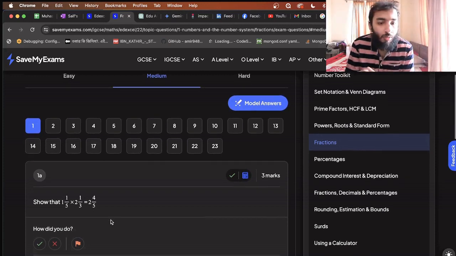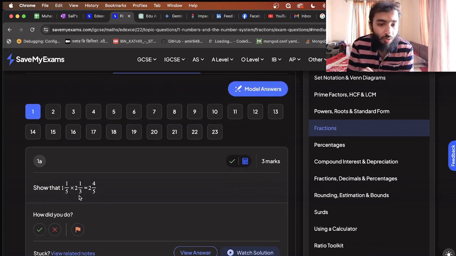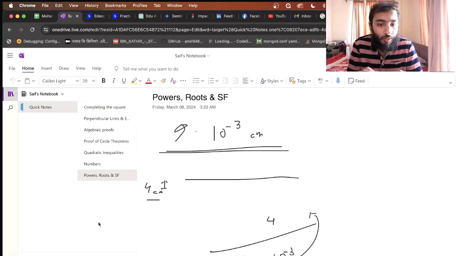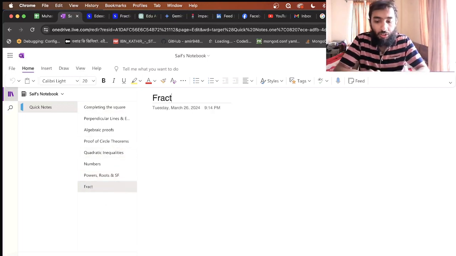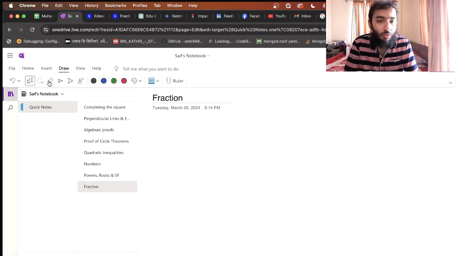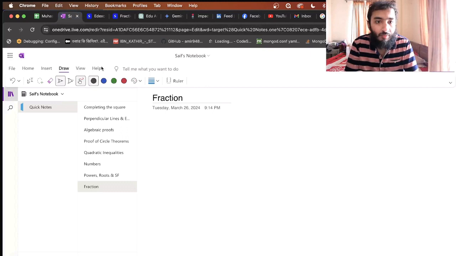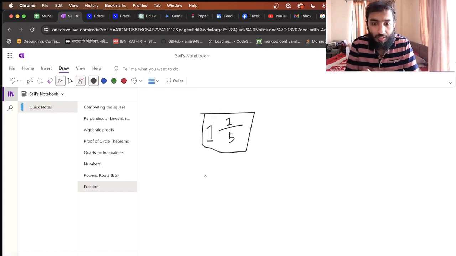So I'll focus on problem 1. It says show that the multiplication of these two numbers equals this number. I just want to highlight one aspect. If I open a new page and use my pen tool, for example, let's say this number is 1 1 by 5.